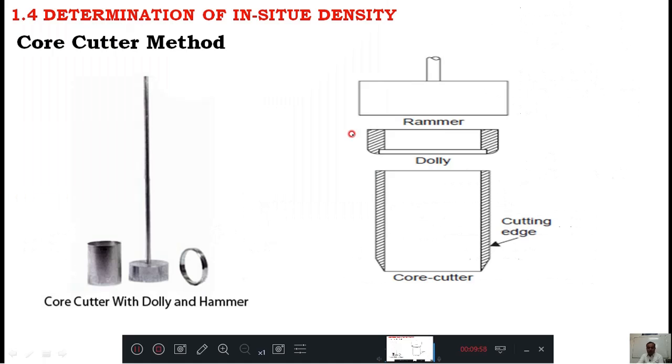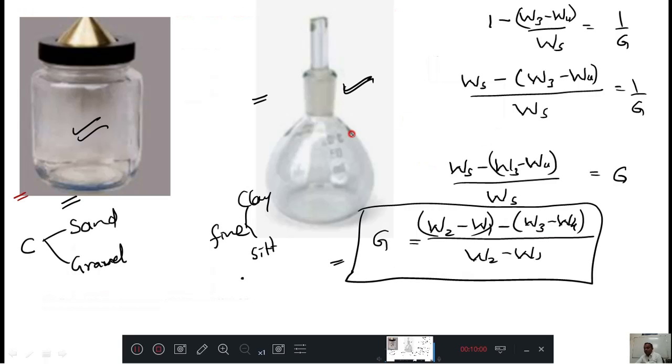Thank you very much. In the next class, we'll go to the third index property. In this class, we completed the first index property, water content and its determination, and the second index property, specific gravity and its determination. Thank you.